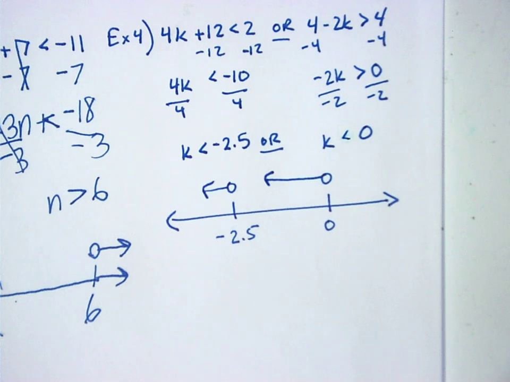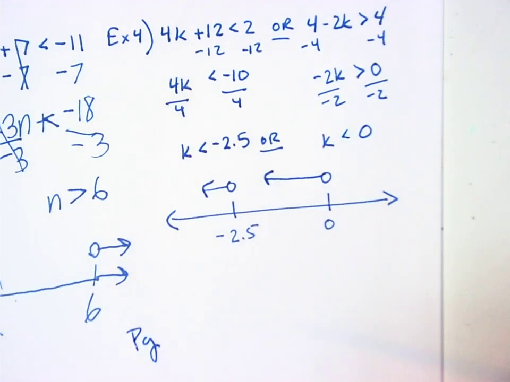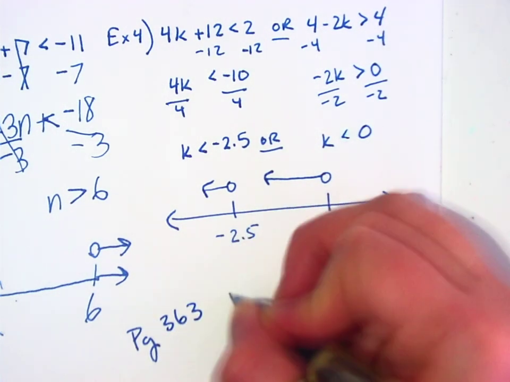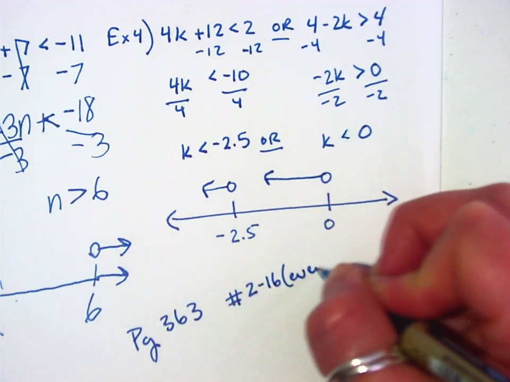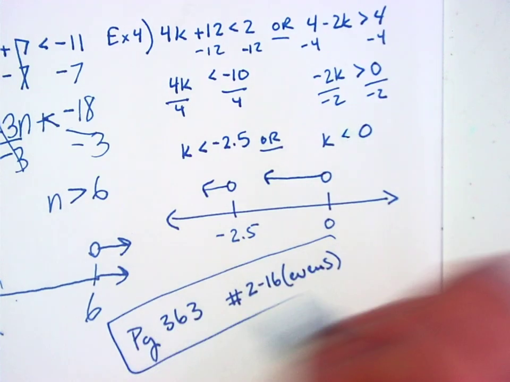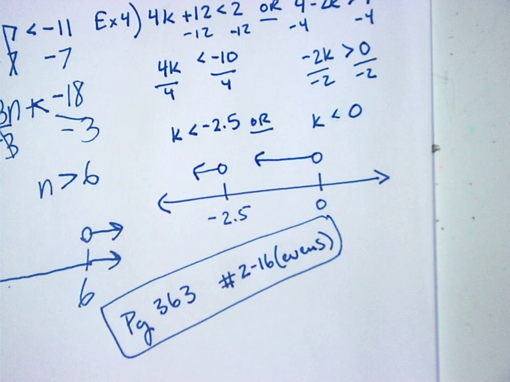All right, your homework is due tomorrow. You've got the rest of the hour to work. Page 363, 2 through 16 evens. It's a huge assignment. Good luck, guys. That's a solid 8 problems right there. I'm not going to boss you around with your work today. You can stay with your partner or you can split up, but you do have to work.